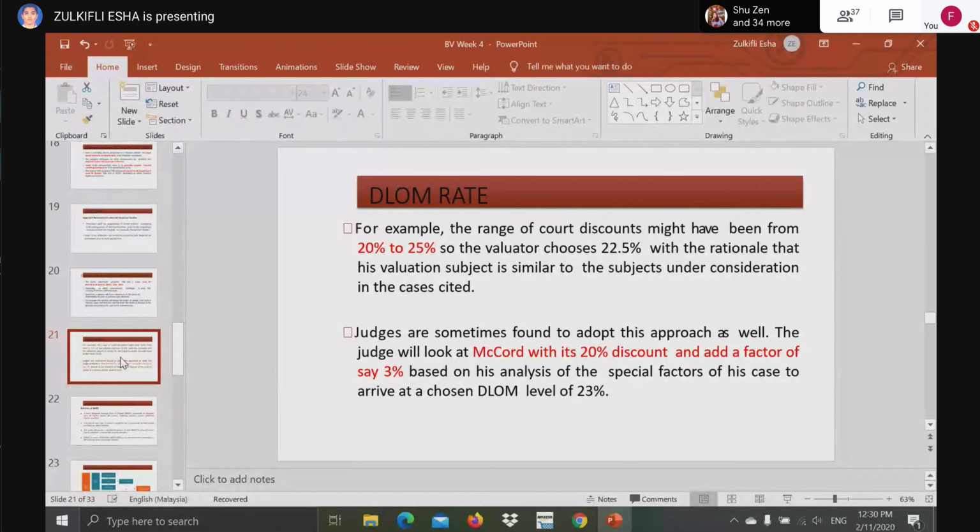So as far as court cases is concerned, sometimes judges are found to adopt this approach as well. So the judge will look at the previous cases, and then based on the judge's analysis, he will decide lah on the percentage. Sometimes the court cases will be used as a basis of determining the rate for the DLOM.